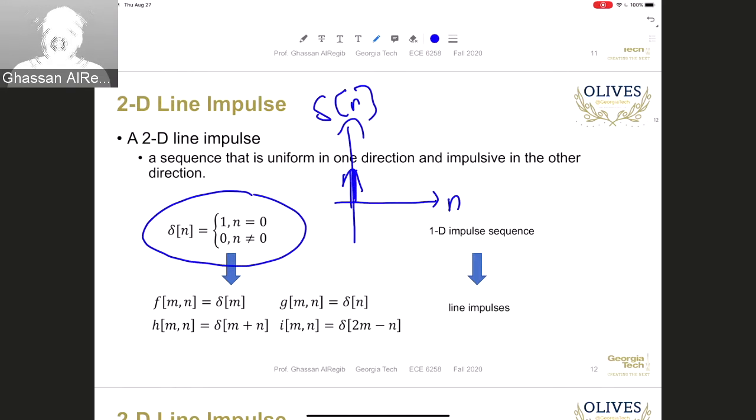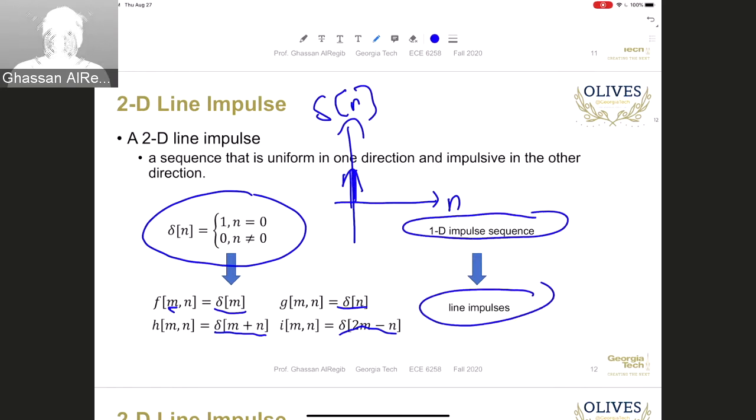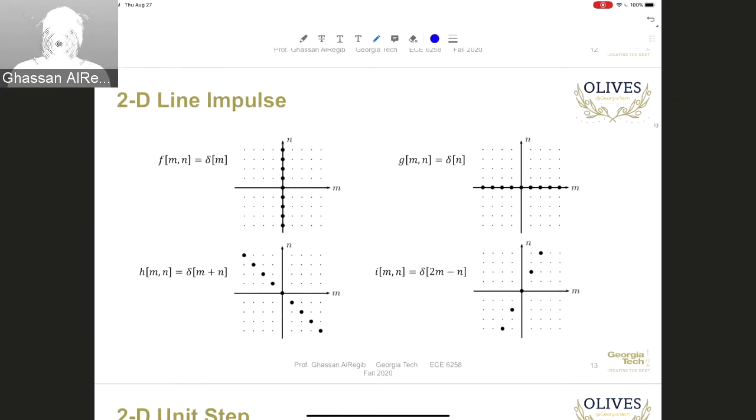Now we are extending that, and we are saying if you have a second dimension m, then we can bring in this second index. Now, what does it really mean in this two-dimensional space to have delta of m plus n? What does it mean to have delta of m minus n? So we go from a one-dimensional impulse sequence to a line of impulses. Basically, we are taking that one line here and extending it into the perpendicular direction, as we'll show in this slide.